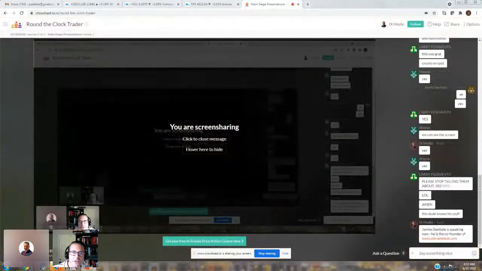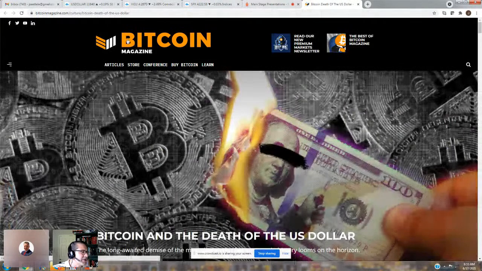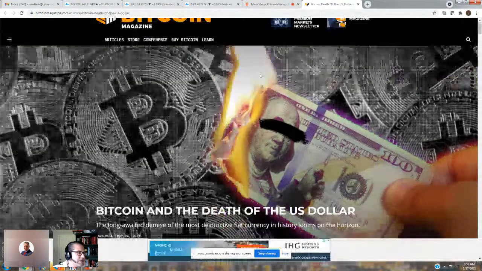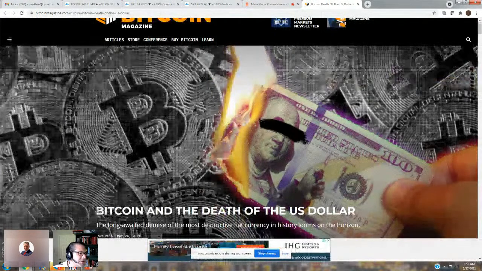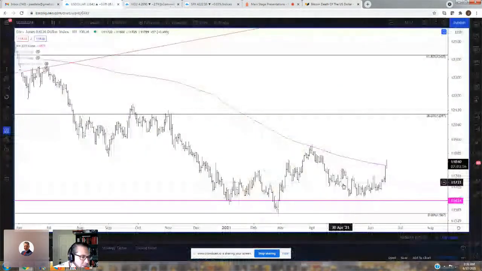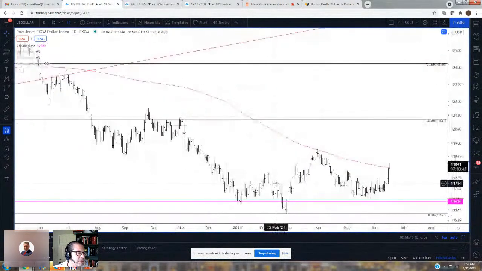And this is my favorite one. Bitcoin and the death of the US dollar. Bitcoin Magazine, never heard of it, but when you have imagery like this, on fire, that connotes extreme bearishness. And this was on May 24th, which would have been literally right there. So just about the best possible time to buy the US dollar.